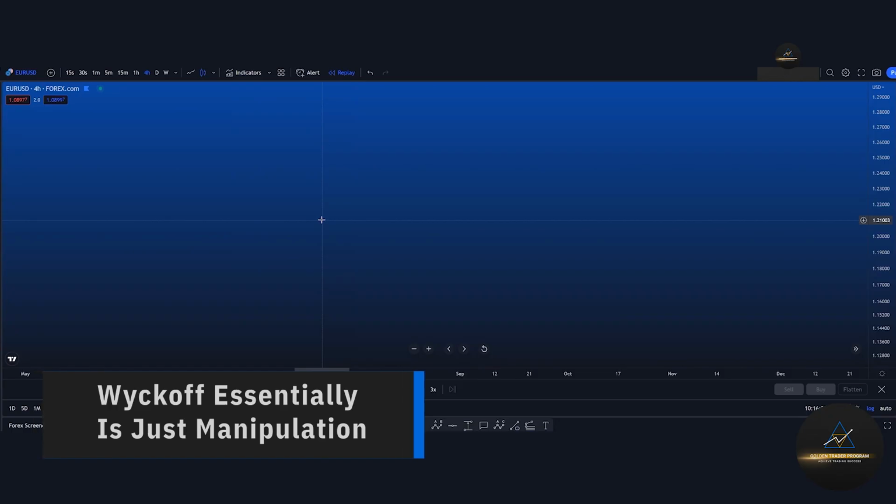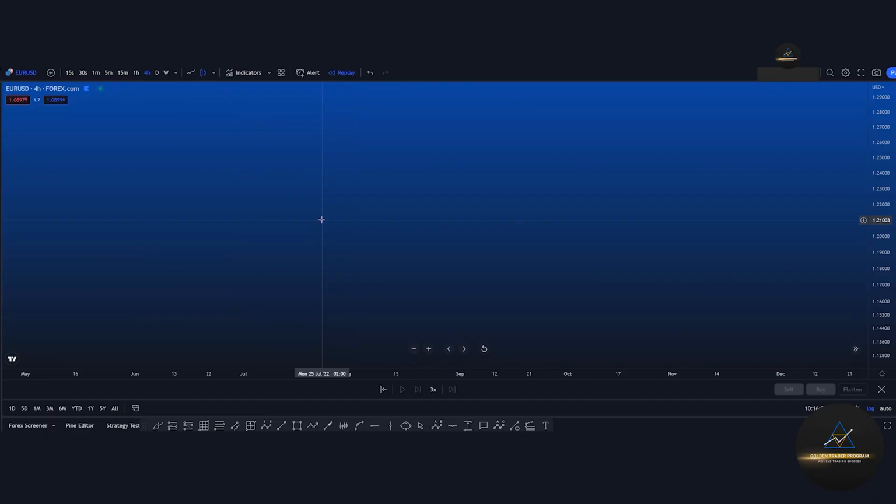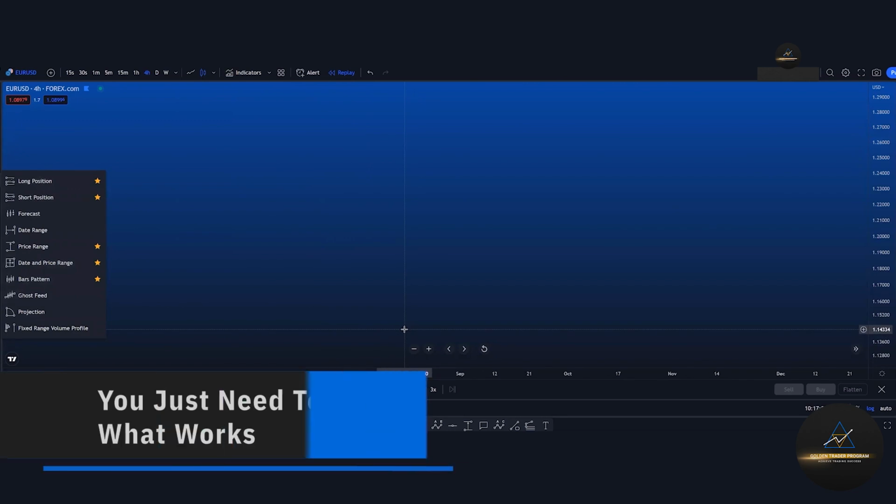So with Wyckoff, essentially it's just manipulation. The reason I showed you all those images is just to give you an understanding that you don't need to know everything in Wyckoff. For example, you don't need to know everything in Forex. If I explain to you, as a Forex trader, do you know how much a pip is if a bank moves the market? Or what is the code behind the MT4? What are all the other tabs in MT4? Do you need to know everything? You don't need to know everything. You need to know what works.